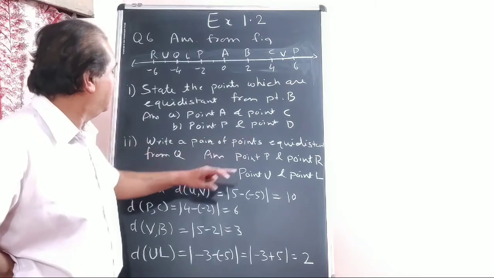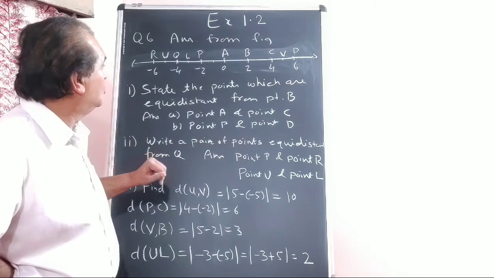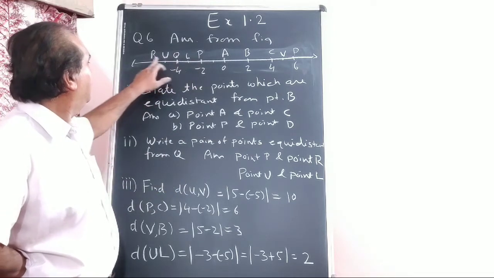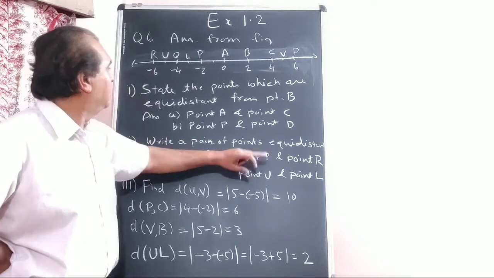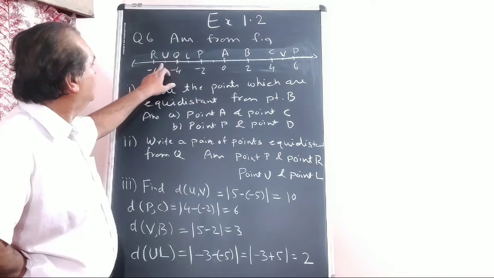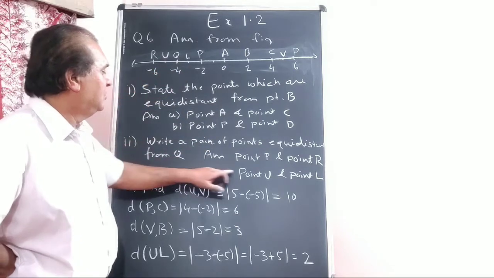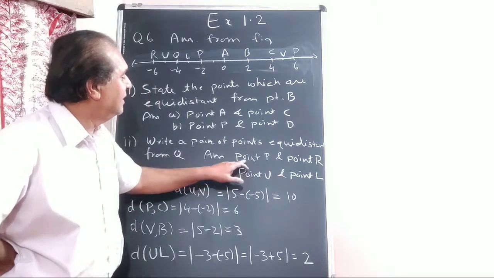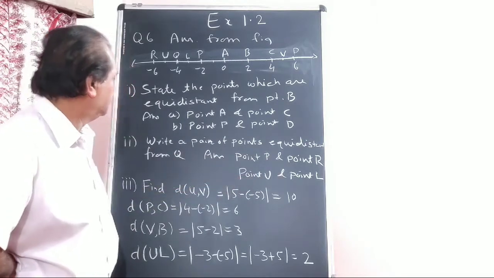Write a pair of points equidistant from Q. Just one pair is asked for: from Q, P and R. Point P and point R. Even L and U are equidistant from Q. Point U and point L. Understanding? These are at a distance 1, and those are at a distance 2.